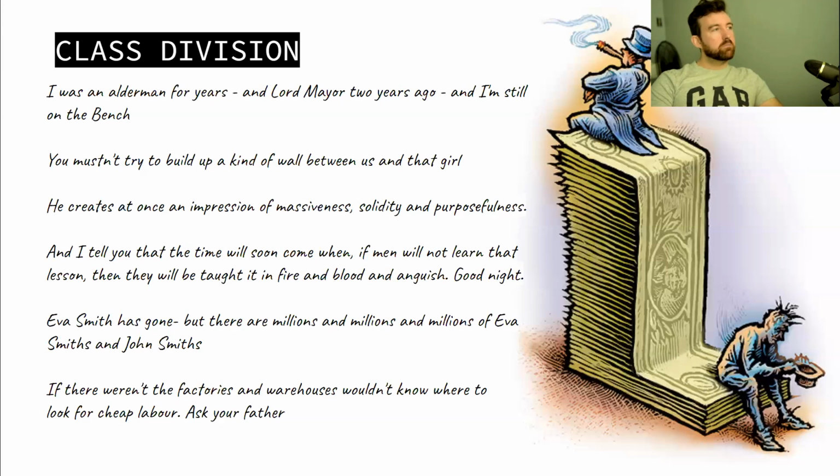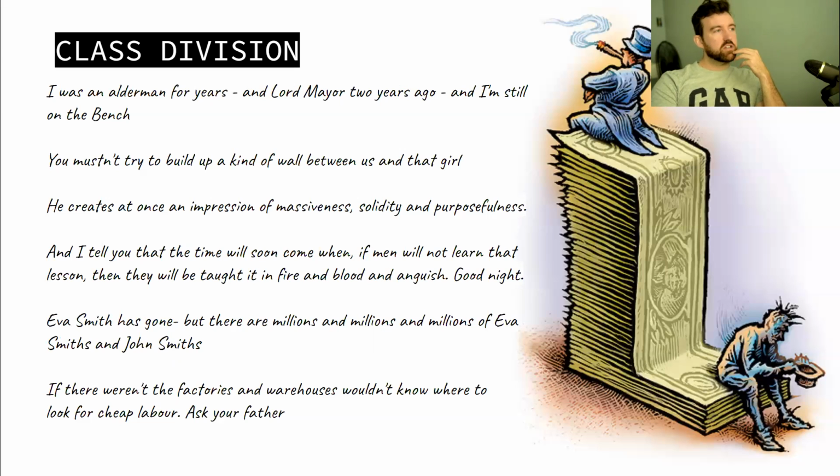"You mustn't try to build up a kind of wall between us and that girl." So, Sheila comes right out and says it here, right? She literally says, look, there's a wall. Obviously, it's a metaphor, but there's this wall between us and the girl because we're upper class and she's working class. And Sheila is saying, look, stop building that wall up, break that wall down. Class division is a bad thing.